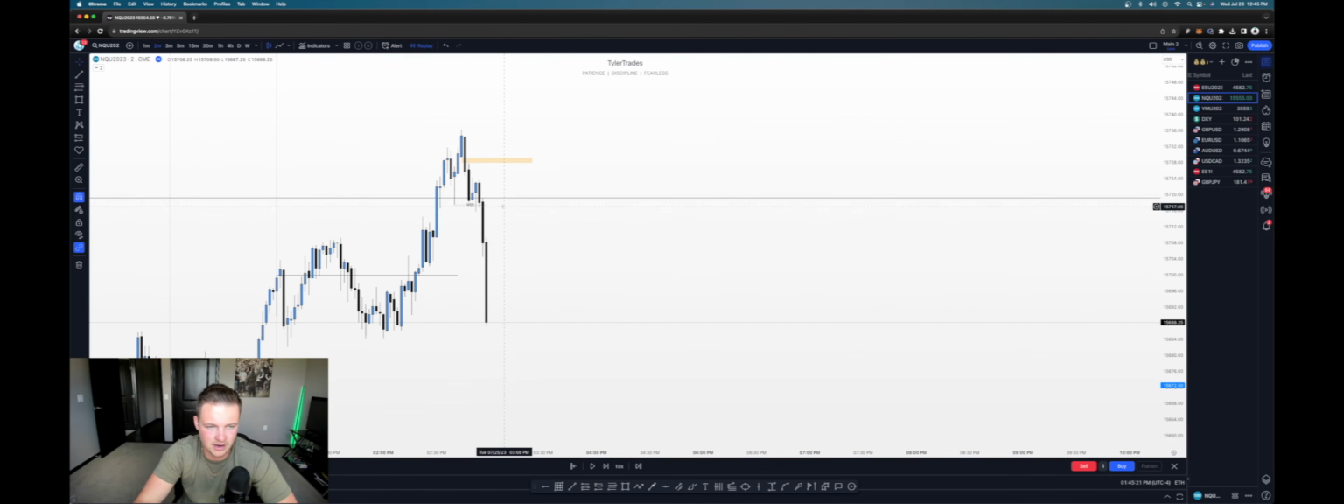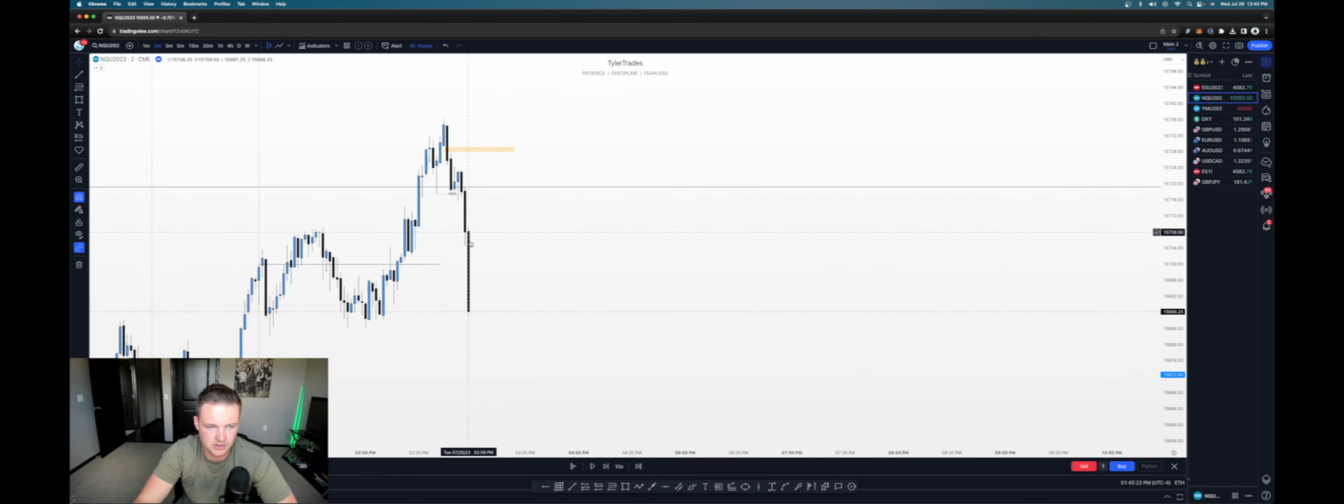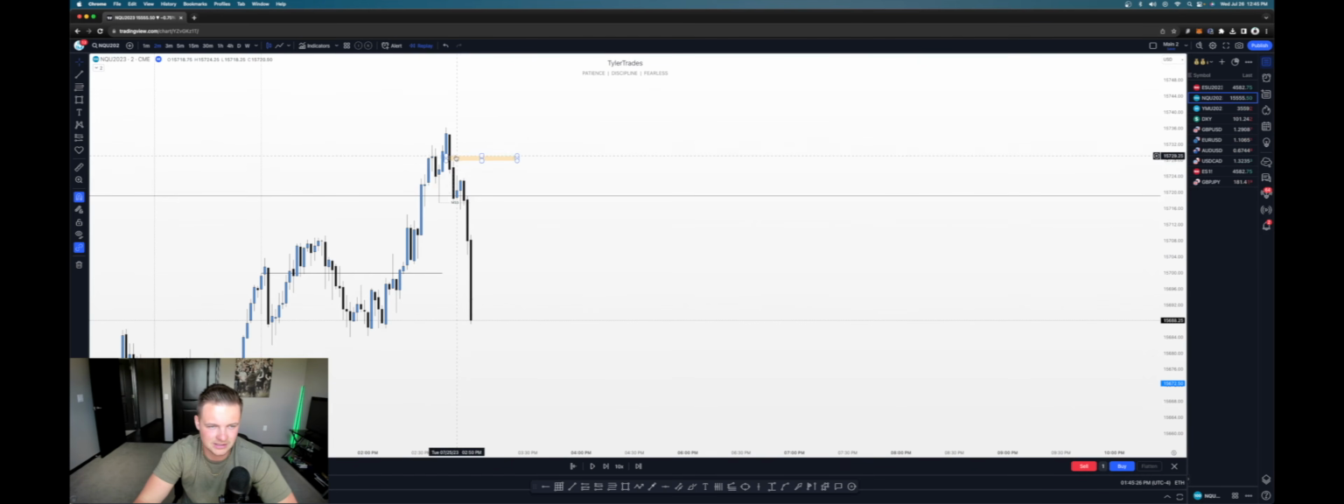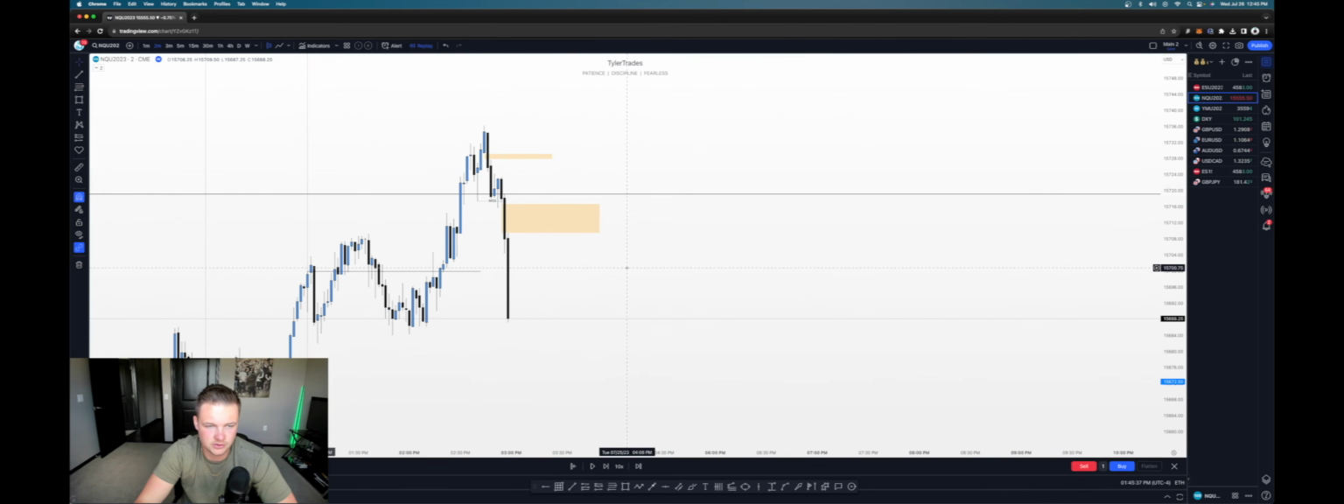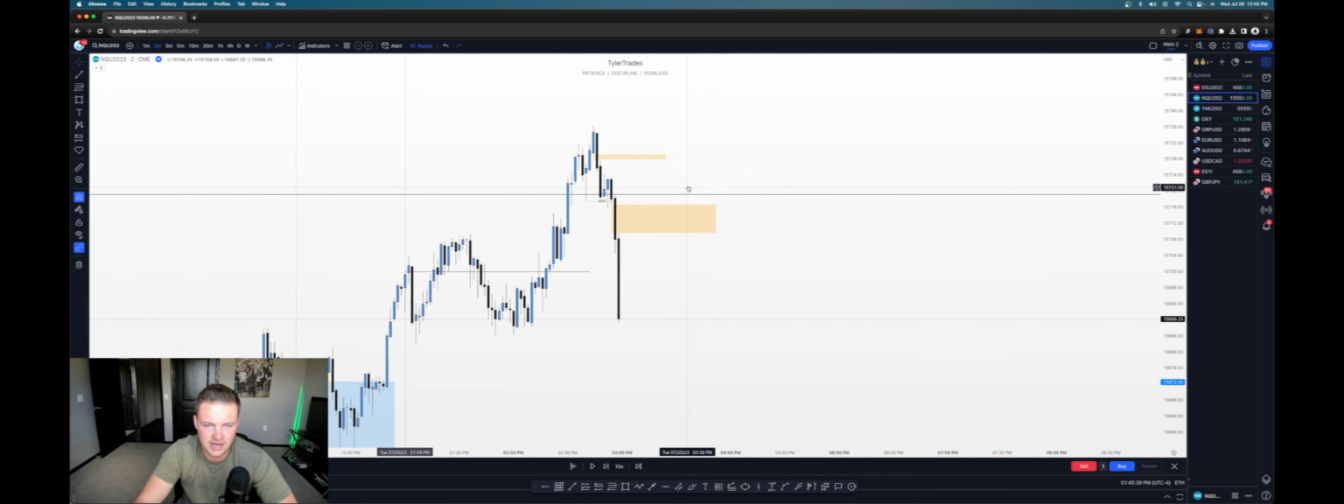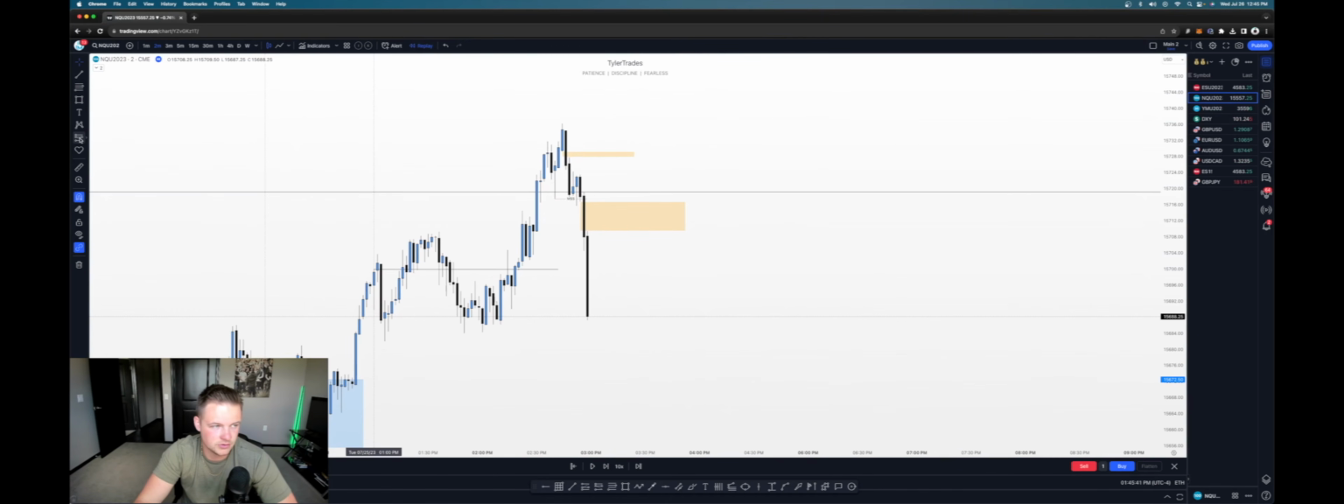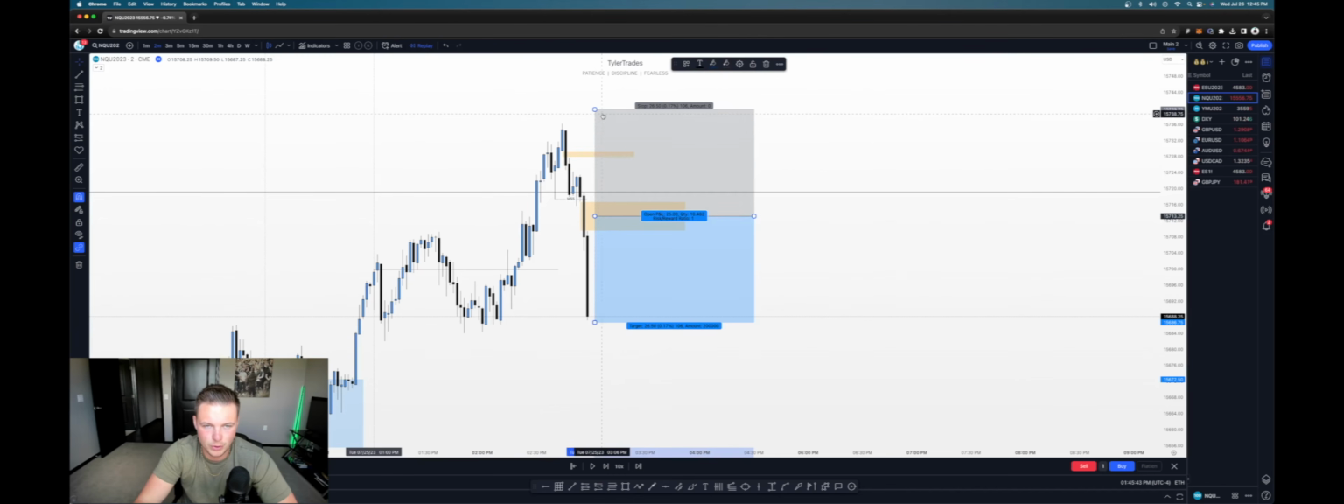because if price comes back up here, all it really has to do is mitigate this gap. It doesn't necessarily need to mitigate this one. So what I would do is something like this. I would mark up this fair value gap. We're looking at the 2 minute time frame. I would mark up this gap, and I would plan to take my entry inside this gap, and I would have my stop loss above this high.